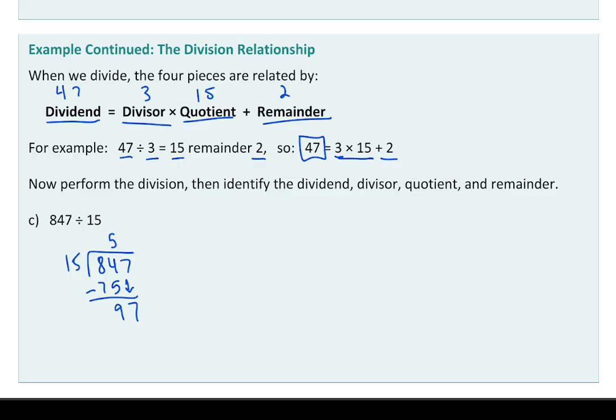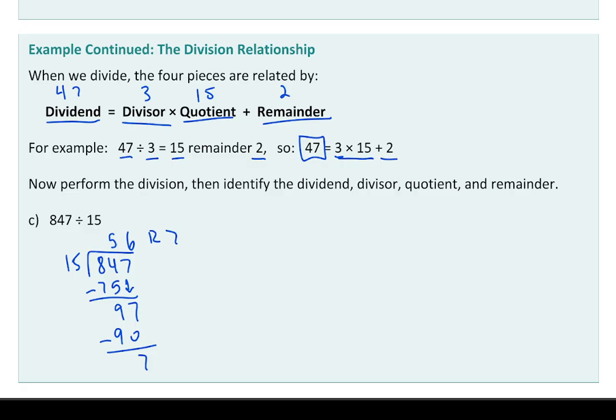Now we think, how many times does 15 go into 97? Well, 15 times 6 gives us 90. So let's start there. 6 goes above the 7 in our little house. And we write 6 times 15 is 90. And we take the difference from 97. Now we have 7 left over. So this is where we would write our 7. Since 7 is less than our divisor 15, we know we're done.